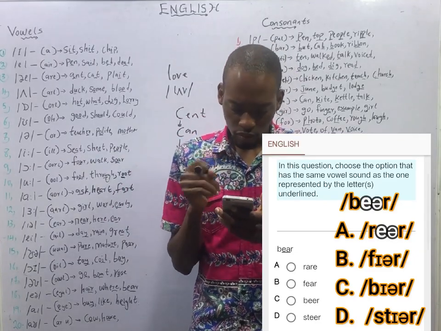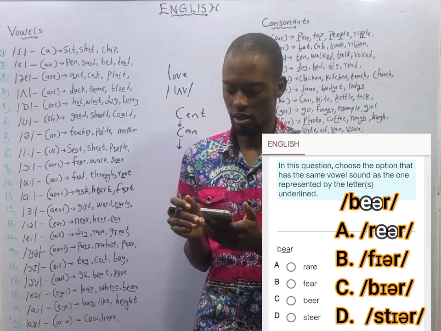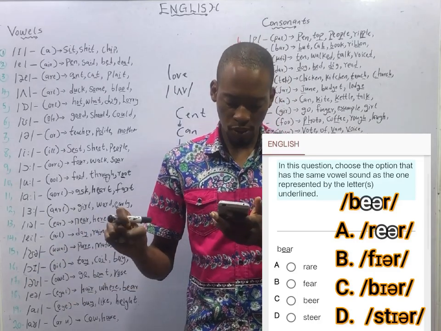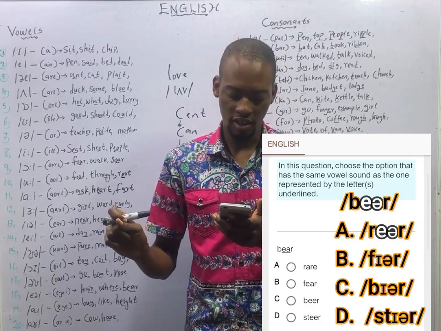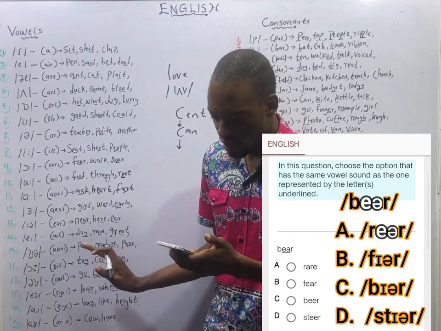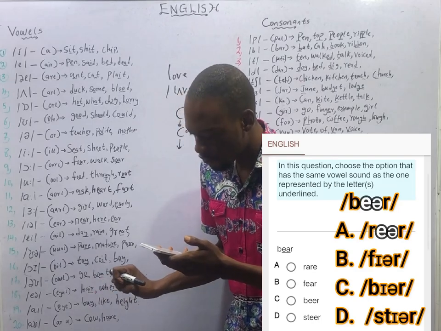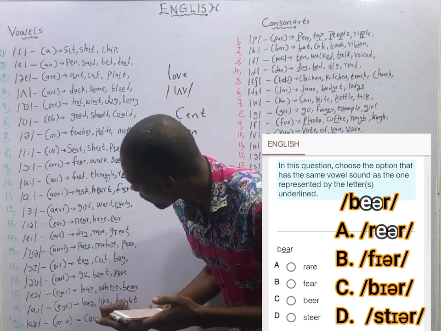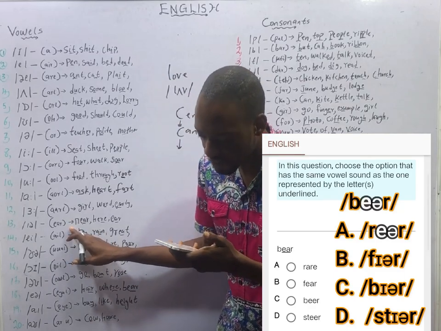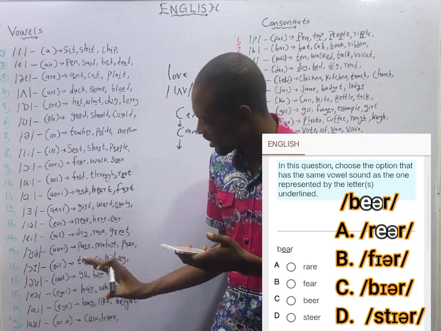Looking at this, option A, rare. Option B, fear. Why does rare have the air sound? Fear has the ear sound. So the sound in fear is ear, as in near, hear, and ear.